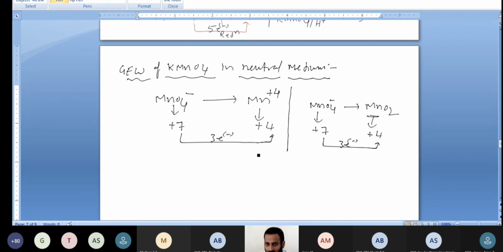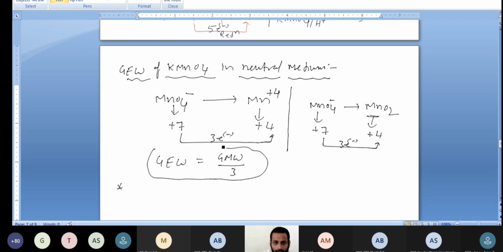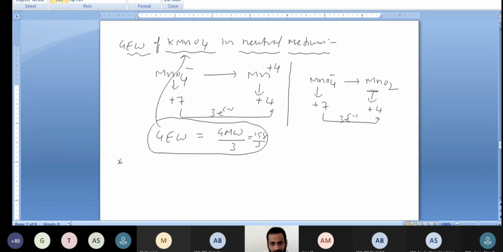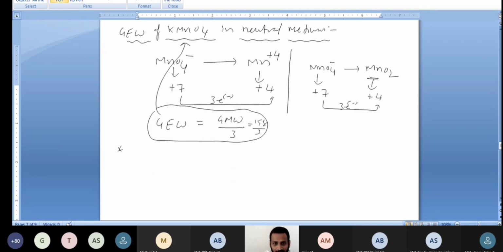KMnO4, if you see that it underwent reduction, it means KMnO4 is an oxidant. Got it, sir, clearly? So one more we have last. Therefore, gram equivalent weight is equal to gram molecular weight by valency factor. Last and final. So this is the gram equivalent weight of whom? KMnO4. So you can have this as 158 by 3. Last and final: the gram equivalent weight of the same KMnO4 in basic medium.